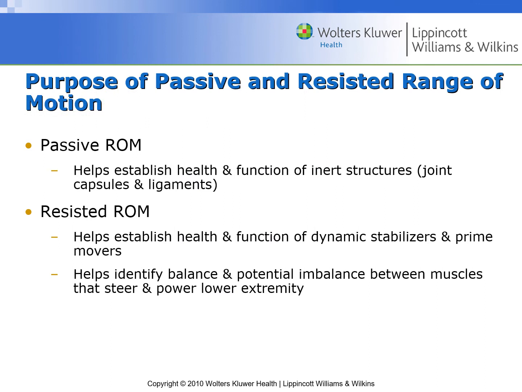Now let us consider the purpose of passive and resisted range of motion. Passive range of motion helps to establish the health and function of inert structures such as the joint capsules and the ligaments. Resisted range of motion helps establish health and function of dynamic stabilizers and prime movers. It helps to identify balance and potential imbalance between muscles that steer and power the lower extremity.